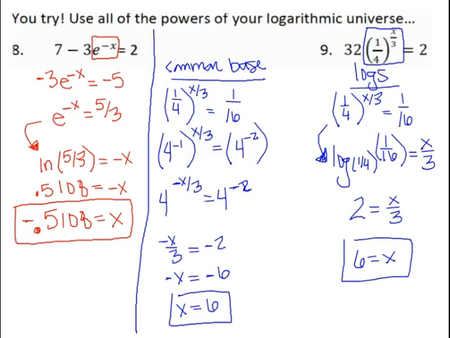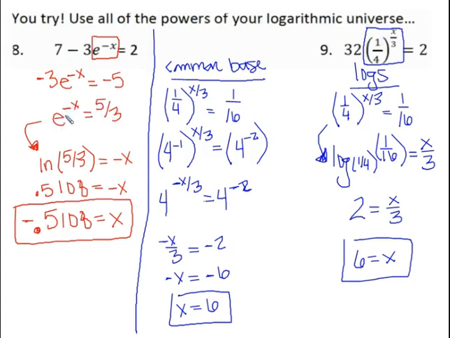So let's check it out and see how we did. For number 8, notice how we're starting with an exponential. We have a base to a power, so let's isolate that piece right there. So we could subtract the 7 over, which would give us a -5, and then when we divide -3 over, we're left with a positive 5/3.